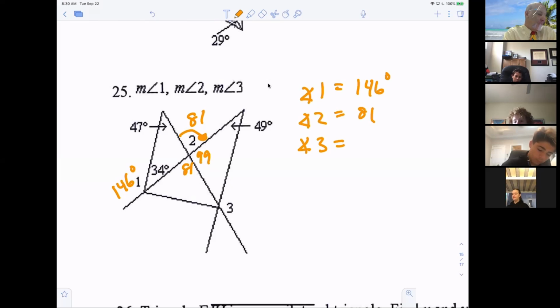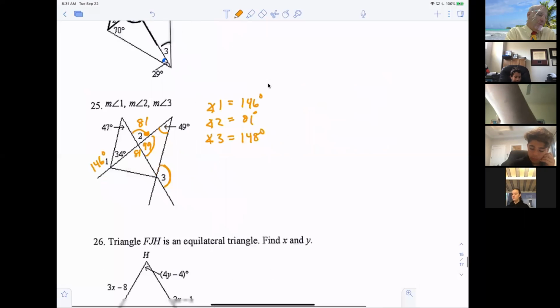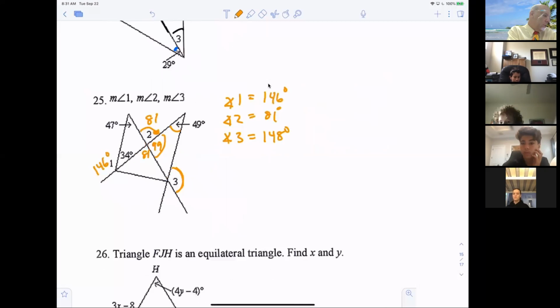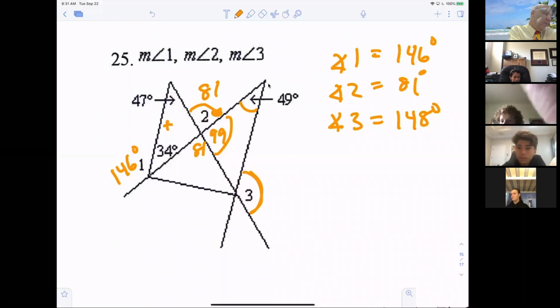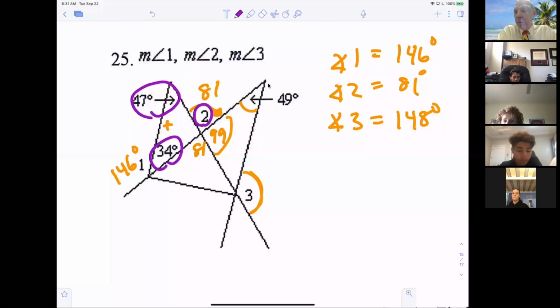Basically 100. We need to round that. What's the answer? 148 degrees. Right, because again, angle 3 would be these two added together. Thank you, Mr. Stauffer, for that great explanation. But wait, what was number 2? Eric's got a question. How did you get number 2? Number 2 is 34 plus 47. There's that relationship again.